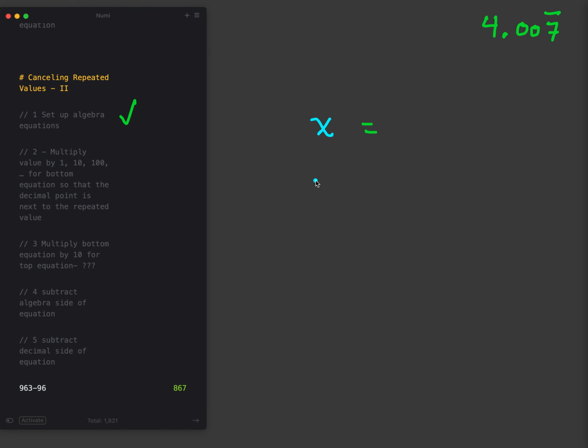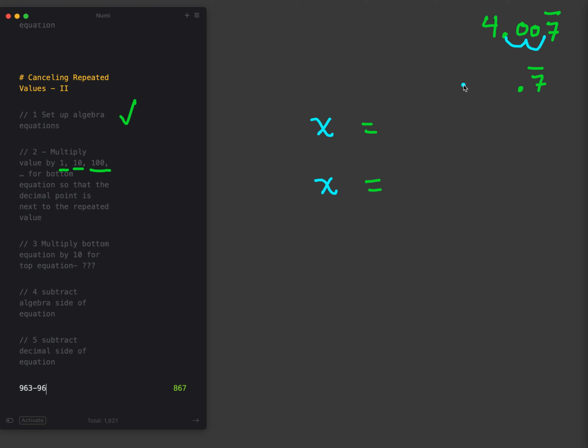Okay, so step 1, we're going to set up our algebra equations, and I'm going to say x equals. We have our 2 algebra equations. Okay, next I need to determine, am I multiplying by 1, 10, or 100? So in this case, to get my decimal point next to it, I need my repeating value next to the decimal point. In order to do that, I'm going to have to multiply by 1 place value, 2 place values in this case. So to move 2 place values, I'm going to multiply by 100.